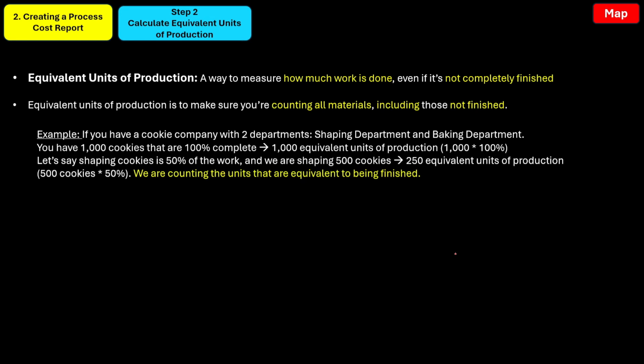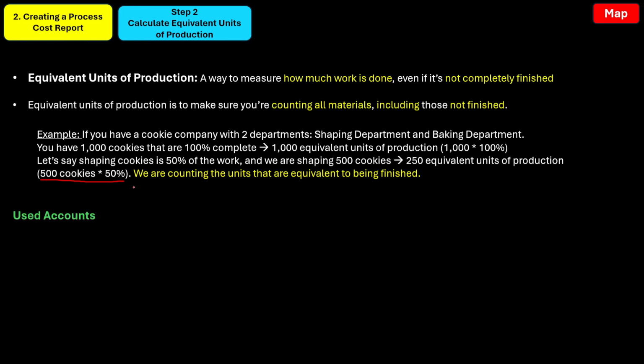So an example of this is if you have a cookie company with 2 departments, let's say shaping department and baking department, and let's say you have 1,000 cookies that are 100% complete, this means that we have 1,000 equivalent units of production. We know this by doing 1,000 times 100%. Let's also say that shaping cookies is 50% of the work and we are shaping 500 cookies. We would have 250 equivalent units of production from using 500 cookies times 50%. We are counting the units that are equivalent to being finished.